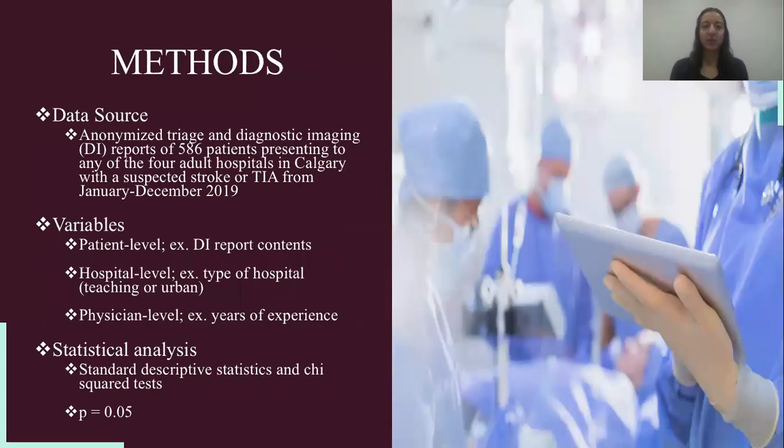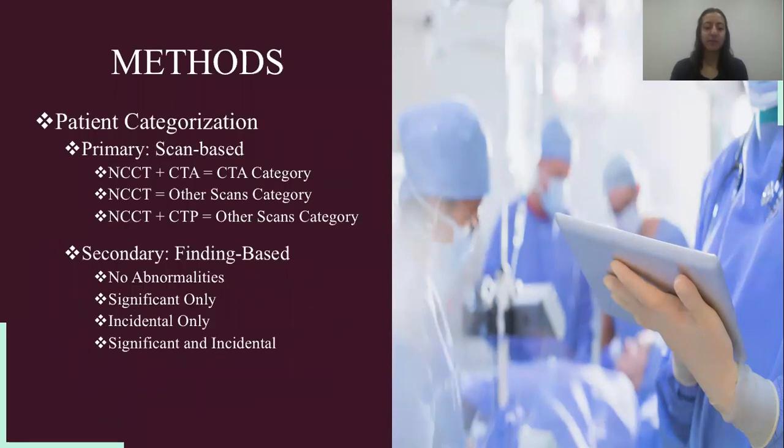To achieve this goal, standard descriptive statistics and chi-square tests were used to analyze triage and diagnostic imaging reports from stroke and TIA patients presenting to Calgary Adult Hospitals from January to December 2019. From the patient reports available, we gathered patient, hospital, and physician level data. Patients were categorized into the CTA or other scans category based on the specific scans that they received. They were then further subcategorized based on the findings that those scans produced.